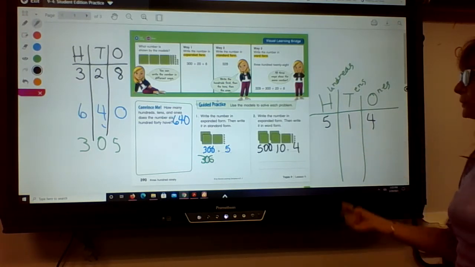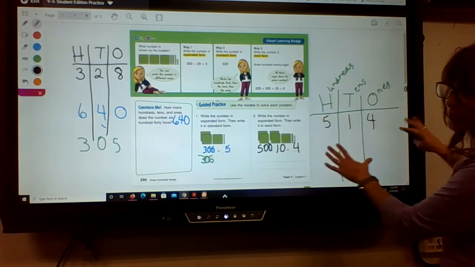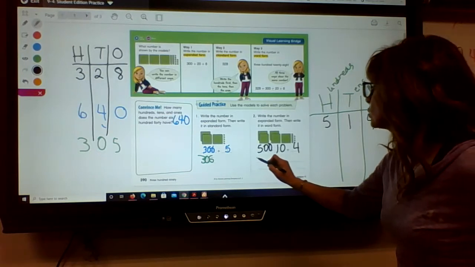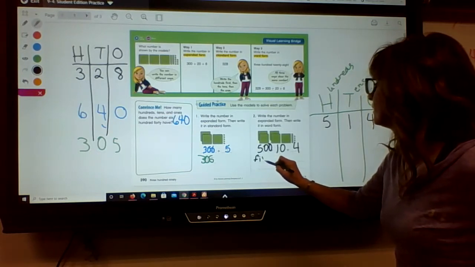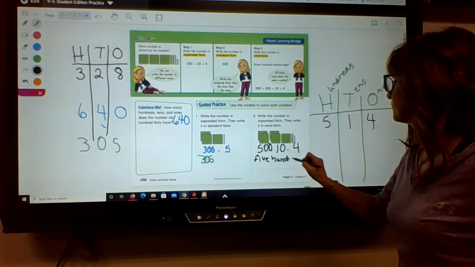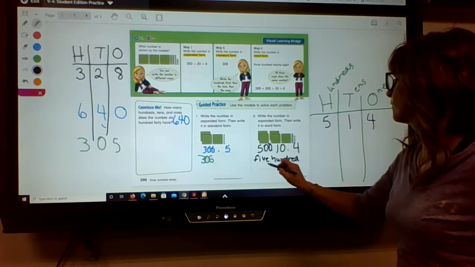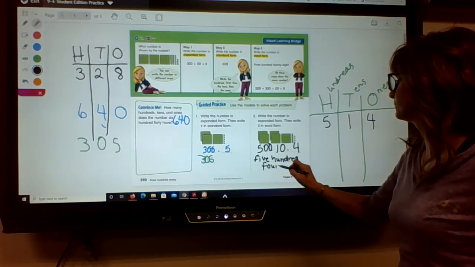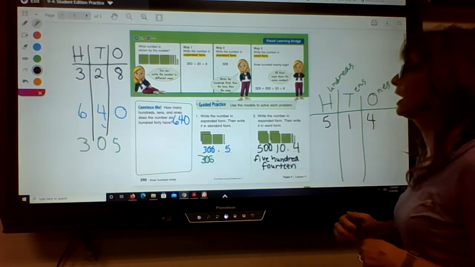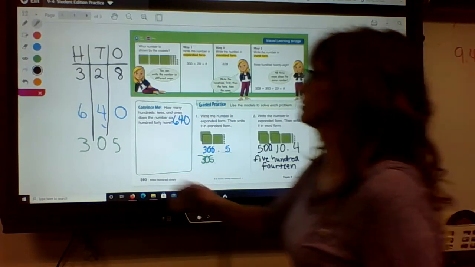514. So now that we have it broken down this way, it's a little easier to write it in word form. So we have 500 14. Okay, good. All right, let's go to the next page.